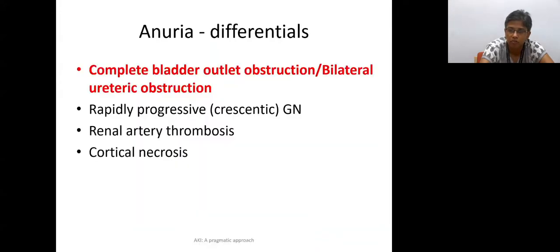So just a couple more things, some important differentials. When someone comes to you with a complete anuria, there are some things you absolutely have to rule out. Make sure you have ruled out a bladder outlet obstruction or a bilateral ureteric obstruction due to stones. Other uncommon causes are a rapidly progressive GN, thrombosis, and a cortical necrosis. Usually there'll be a much longer history for this. So this is so important to rule out. Okay, there are very few differentials for anuria. So please make sure that you look at these.